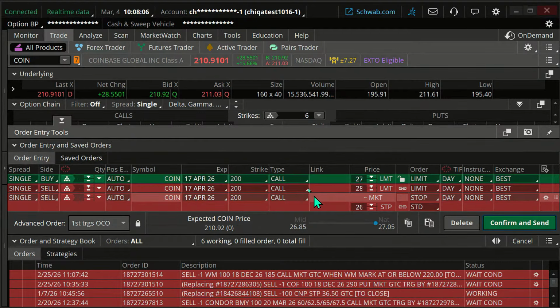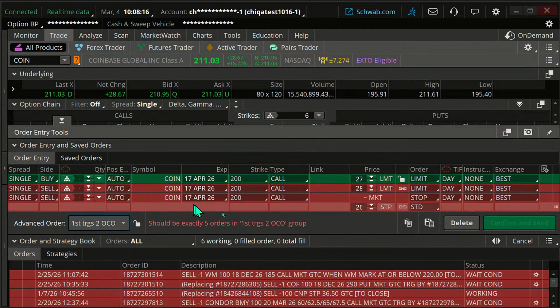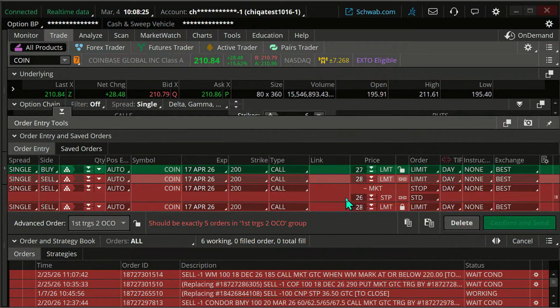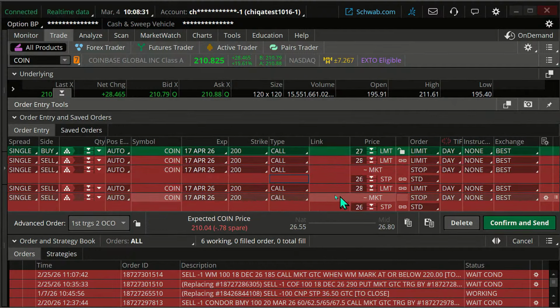So I'm going to do something here that is going to tweak it a little bit. I'm going to go to advanced order, and I'm going to go to first triggers OCO. When I do so, it doesn't initially do anything, but it says there should be 5 orders in here. So here's my target, and I'm going to create another one of those. And here's my stop, and I'm going to create another one of those. Now I have an entry and 2 targets and 2 stops.